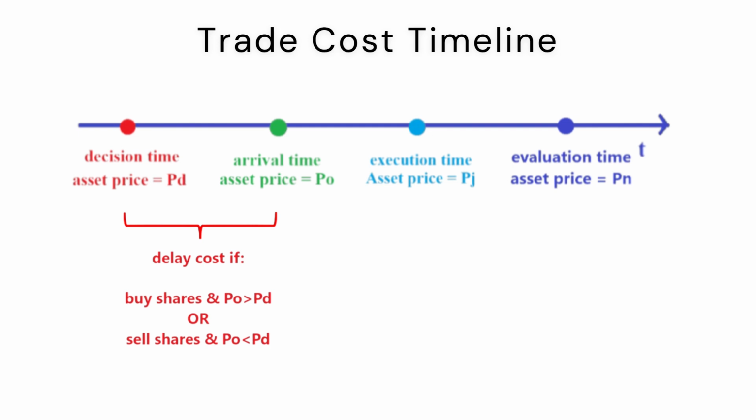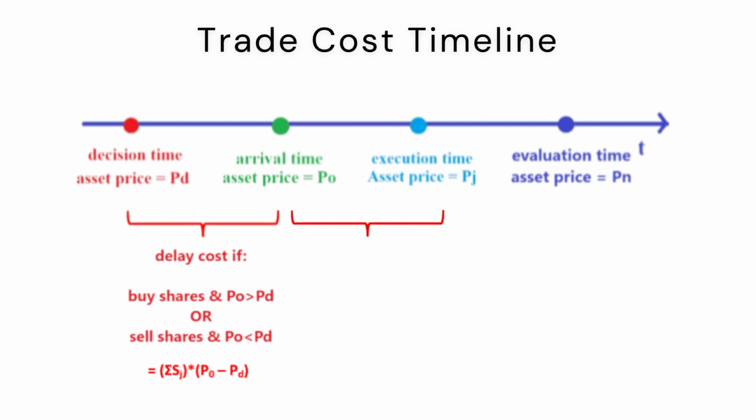The delay cost also happens when the manager wants to sell shares, and the arrival price is lower than the decision price. This means that the shares have dropped in price and the manager has incurred a loss. The formula for delay cost calculation is simply the difference in price multiplied by the total number of shares transacted.